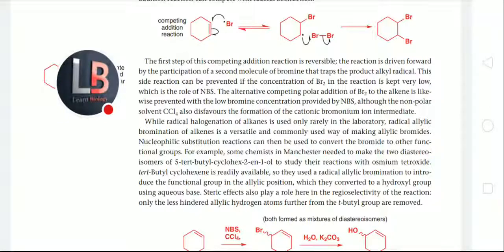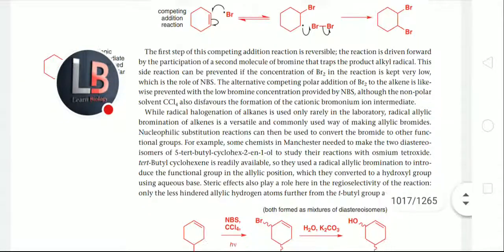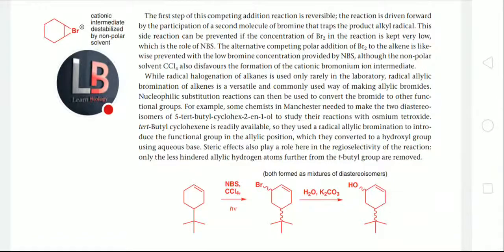Although the non-polar solvent CCl4 also disfavors the formation of the cationic bromonium ion. While radical halogenation of alkanes is used only rarely in the laboratory, radical allylic bromination of alkenes is a versatile and commonly used way of making allylic bromides. Nucleophilic substitution reactions can then be used to convert the bromide to other functional groups.